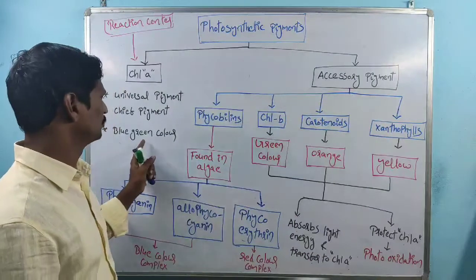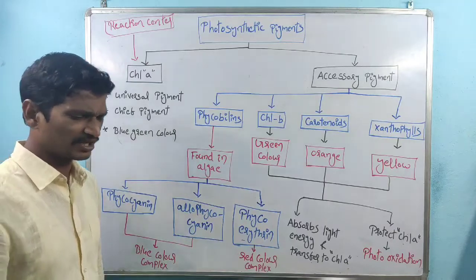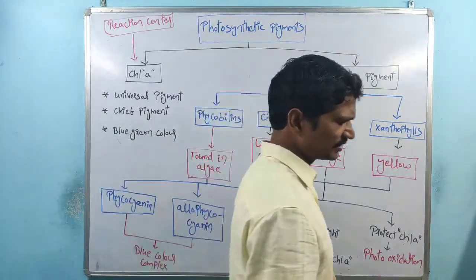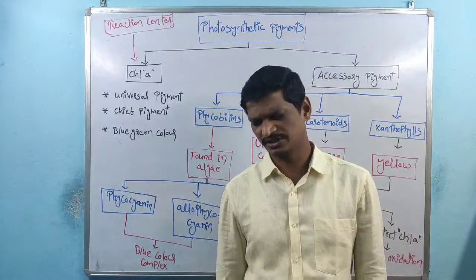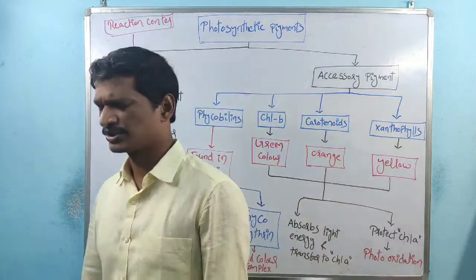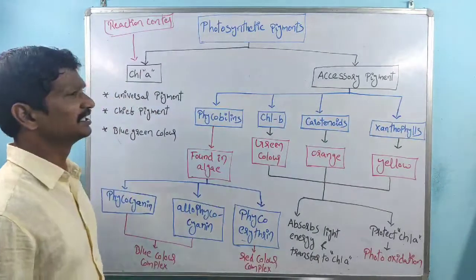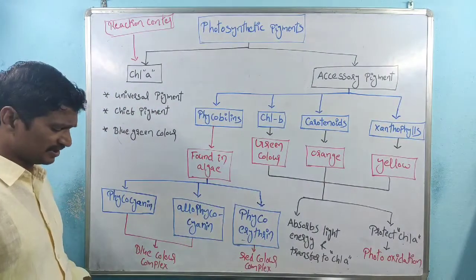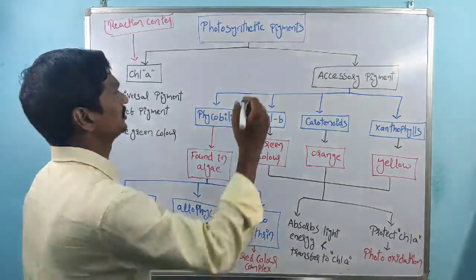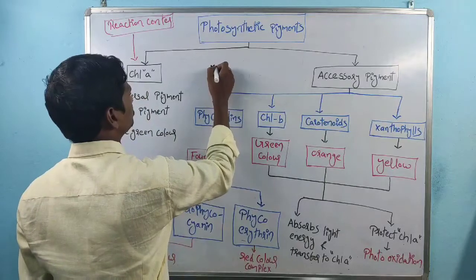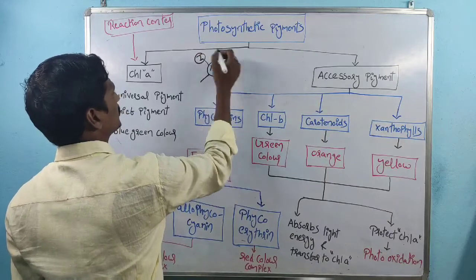And the next one is the blue-green color. We discussed that chlorophyll B is a green color complex, and chlorophyll A is blue-green, so there is a somewhat light color differentiation. In the first year we also discussed chlorophyll A, chlorophyll B, chlorophyll C, and chlorophyll D. Then what is the major difference between these chlorophyll molecules? All these are chlorophyll molecules, no doubt about it. The center one is magnesium.